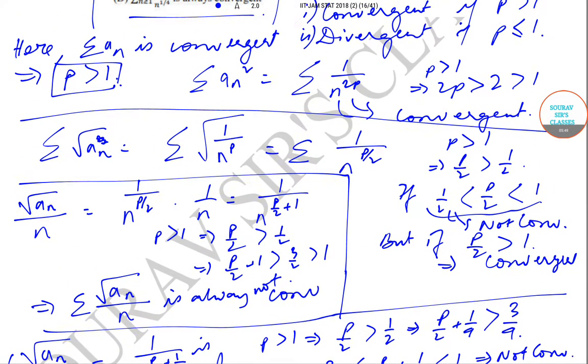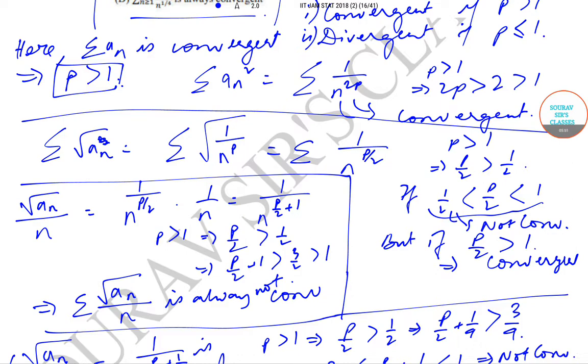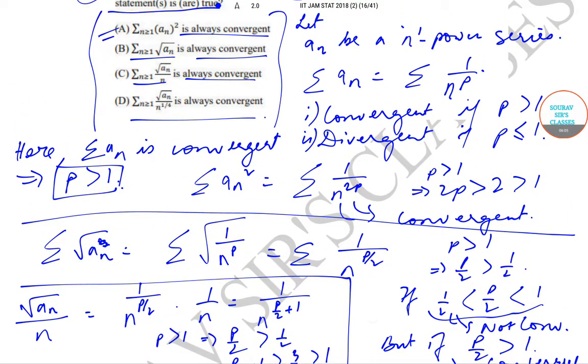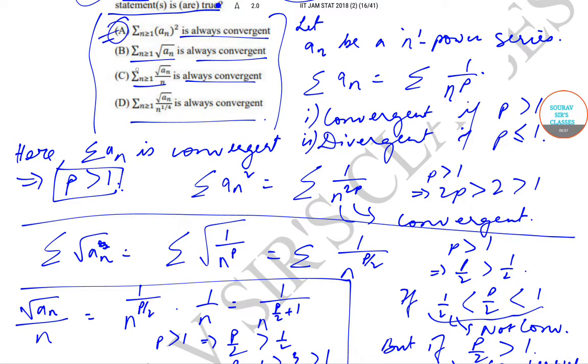So as you can see, only summation of an square and summation of root over an upon n are convergent. So basically option A and option C are correct. So option A and option C are correct.